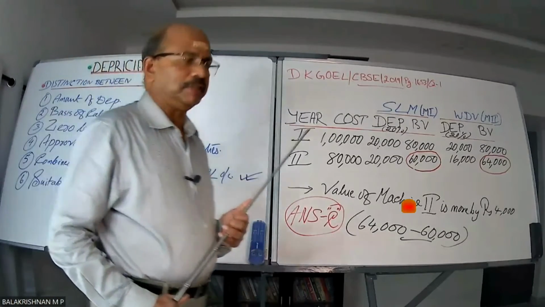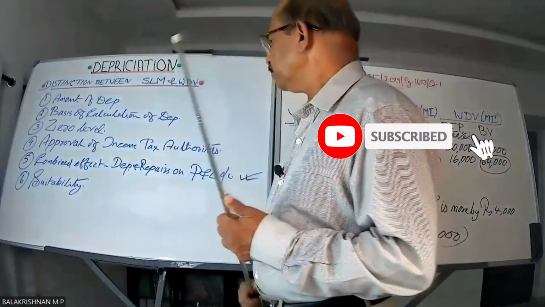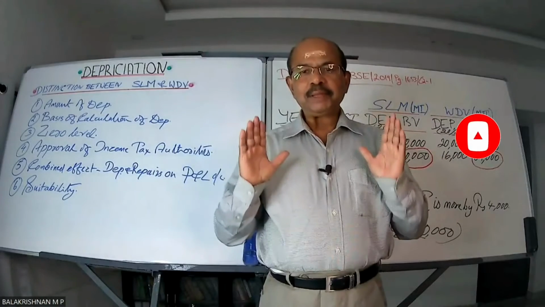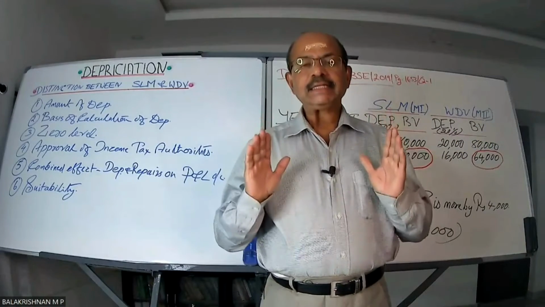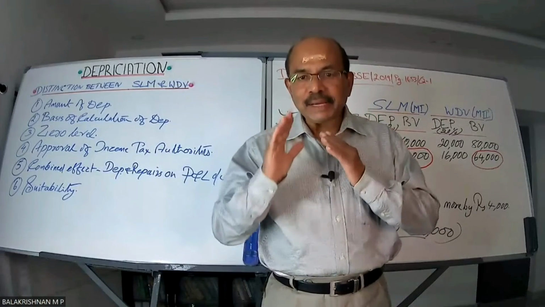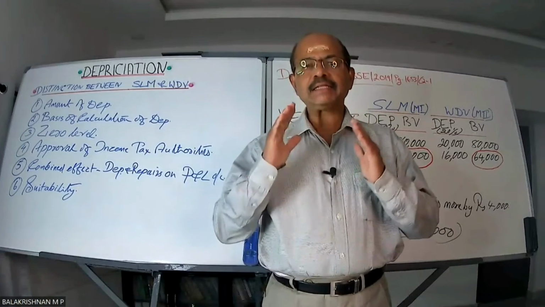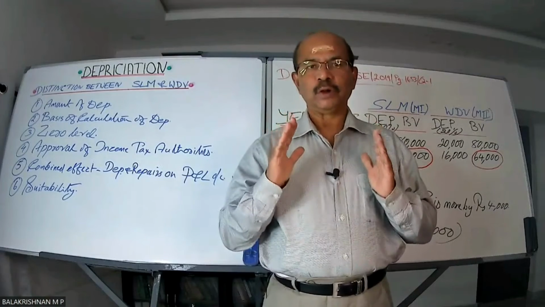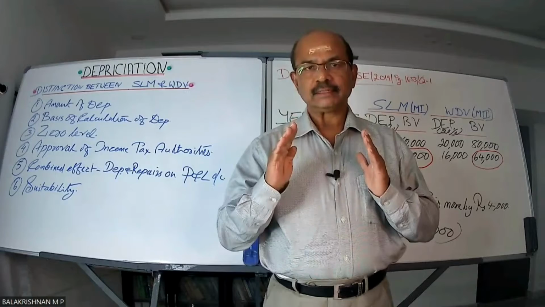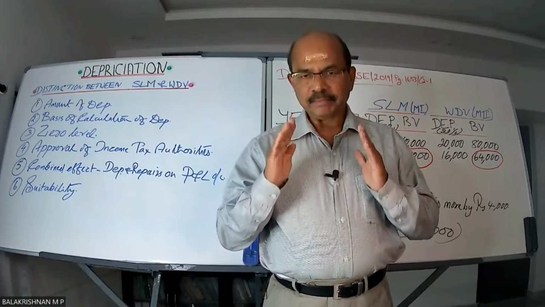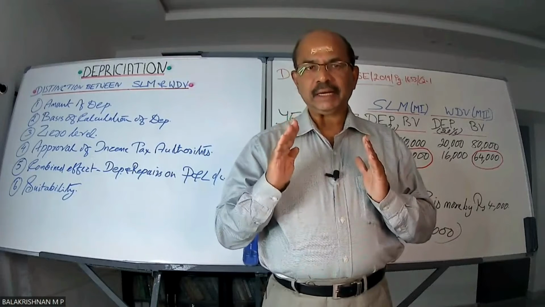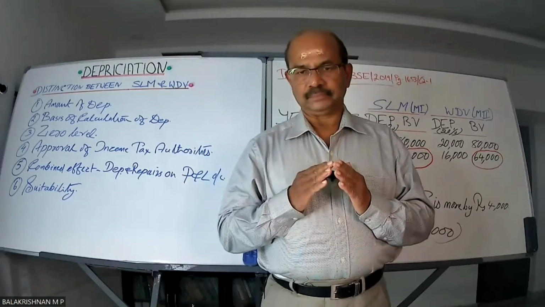Okay, fine. And the last one, suitability. Well, the straight line method of depreciation is suitable for assets in which repair charges are less and the possibility of obsolescence is also less. Fixed assets such as land and buildings, patents, trademarks, etc. Fine.